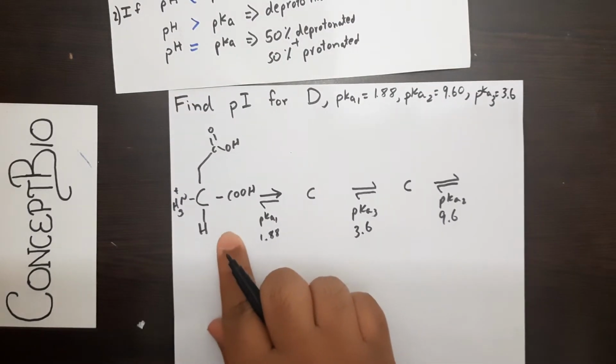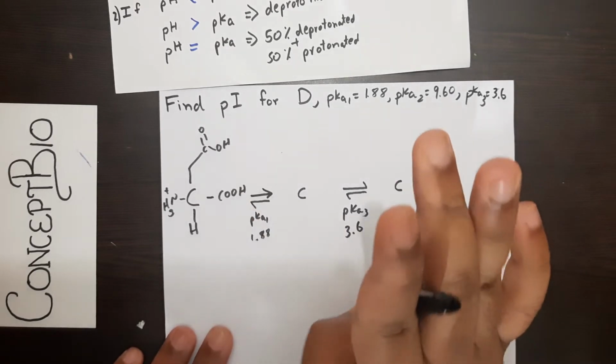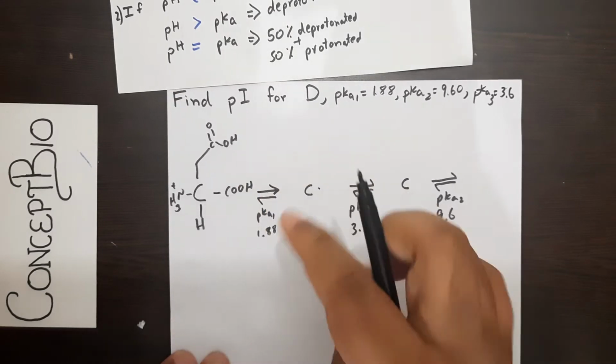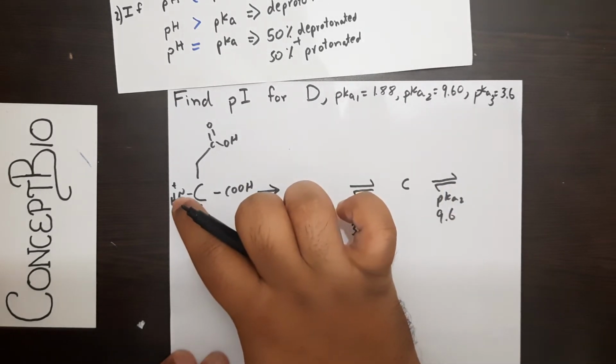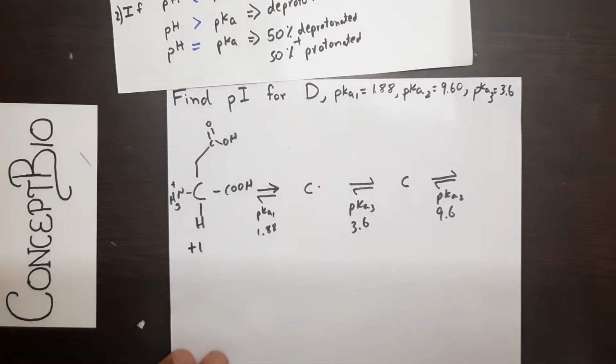So first we're going to cross the pKa1. That means the alpha carboxyl group will only get deprotonated. So in this stage, if you calculate all the charge, it is +1 from the amino group and nothing else. So the total net charge in this stage is +1.